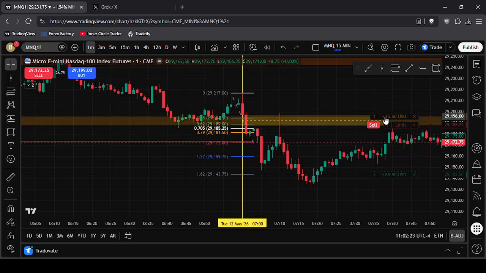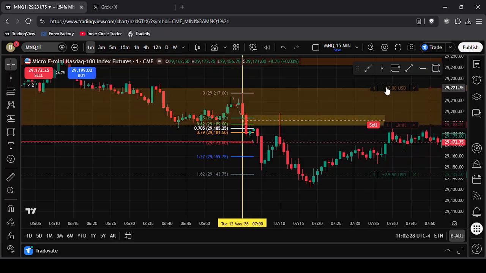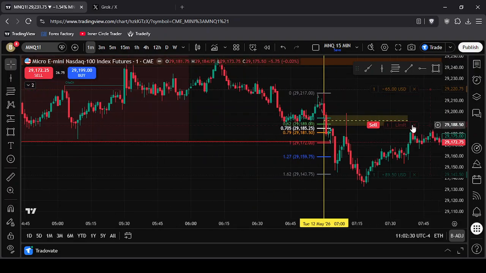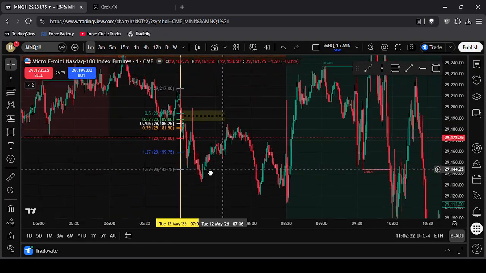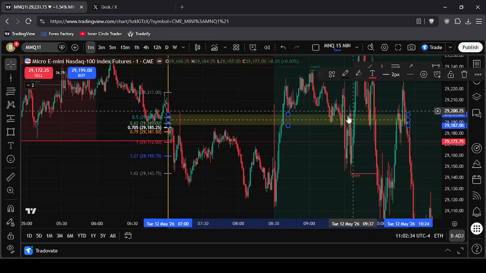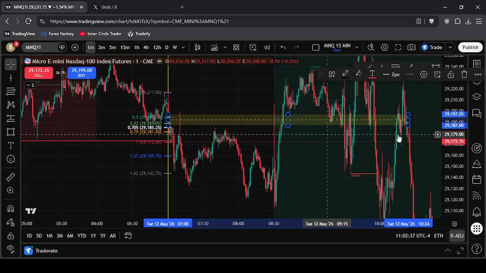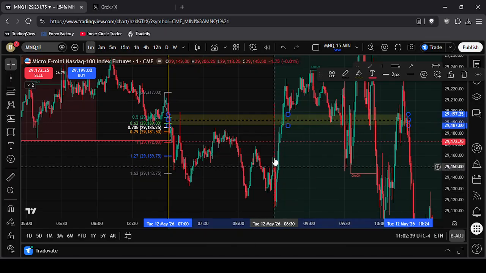Let's see how much drawdown we will have. $10, $20. Man. And if you do it like this, you can see it still works here, still works here. You can use it as buys all day long. In here also, this is what ICT calls fill.